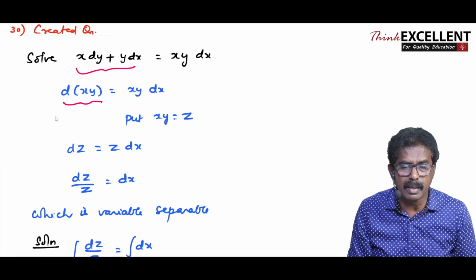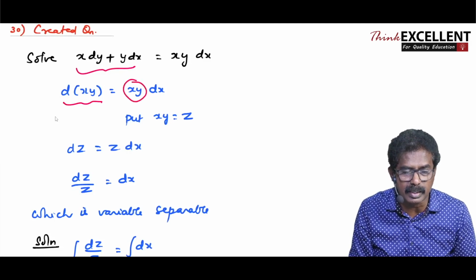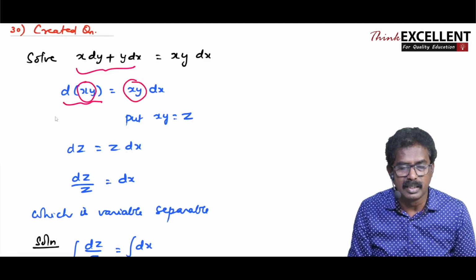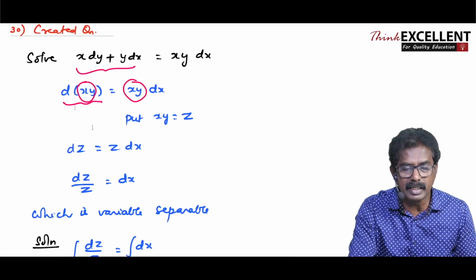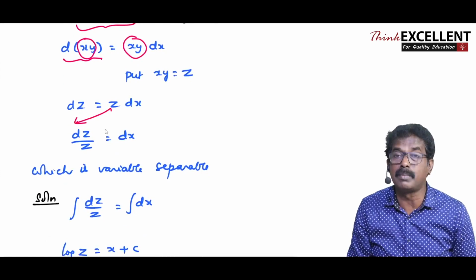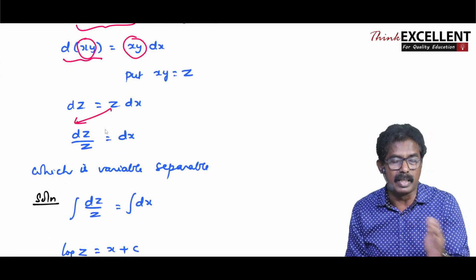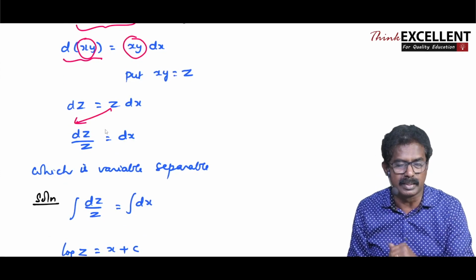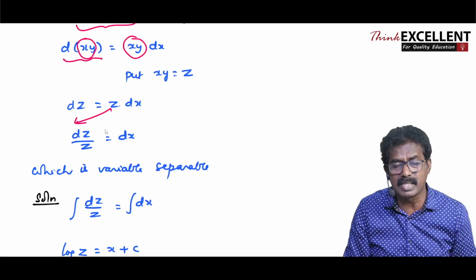So I am taking xy as z. So the left side is dz equal to z dx. Bring that z to the denominator. Now it is variable separable: with dz we have only the z term, and with dx only the x term, no z is there. So it is variable separable, and integration is very simple.